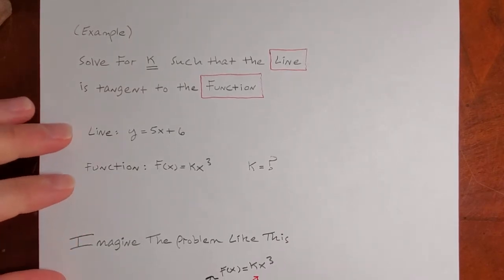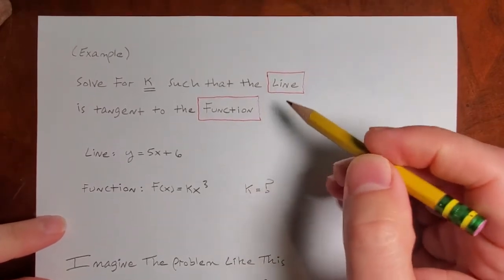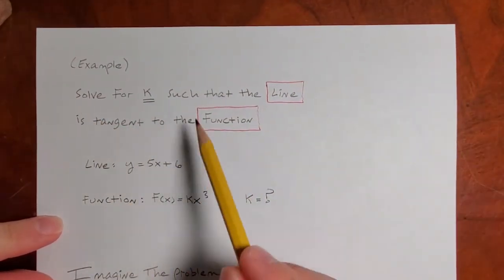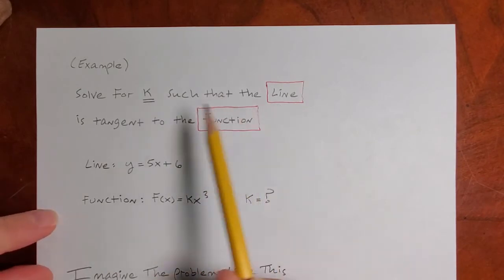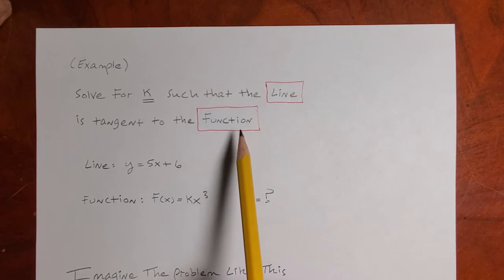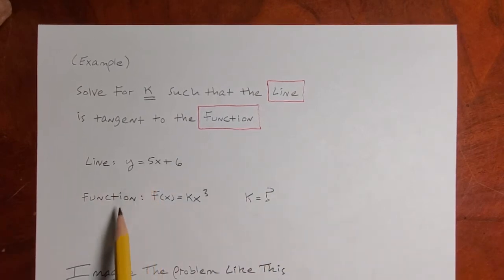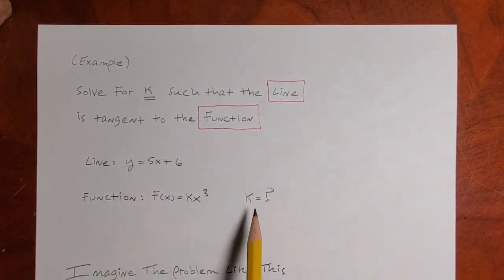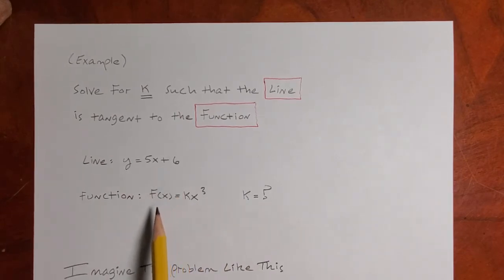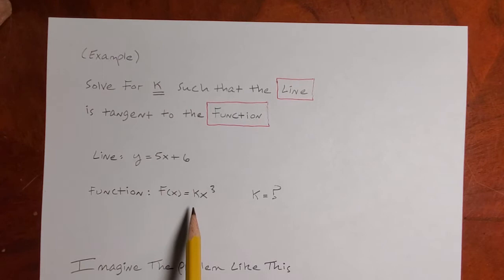Anyway, let's say here's what we're given to wrap our head around. It says, solve for k such that the line is tangent to the function. Now that doesn't sound too bad. You've got this line, you've got that function. What's k to make this line tangent to that function? All right, so that's what we're after.